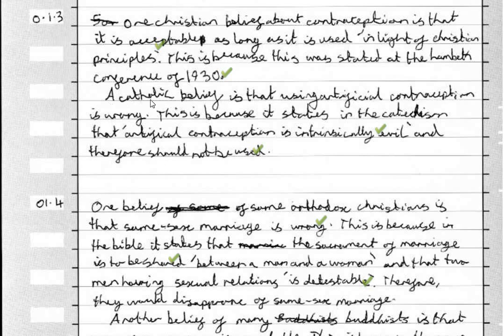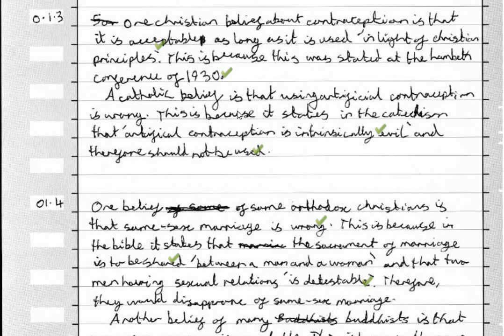Second developed point. A Catholic belief is that using artificial contraception is wrong. This is because it states in the Catechism that artificial contraception is intrinsically evil and therefore should not be used. A lovely set there, and you can see where the examiner has given ticks. That is the point made and the development.